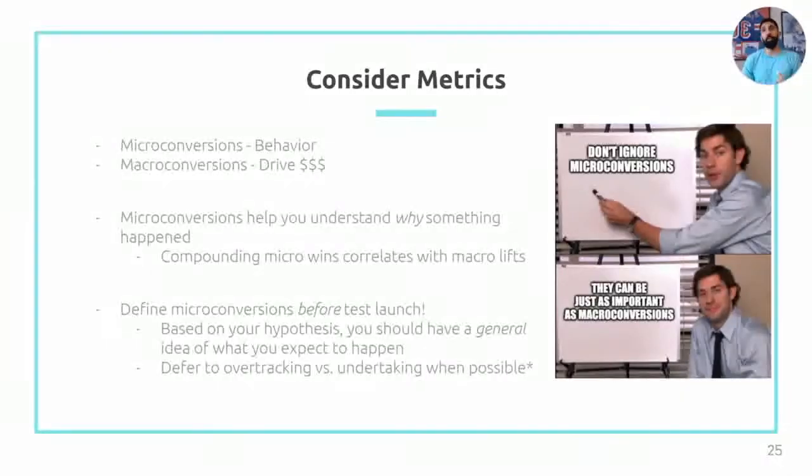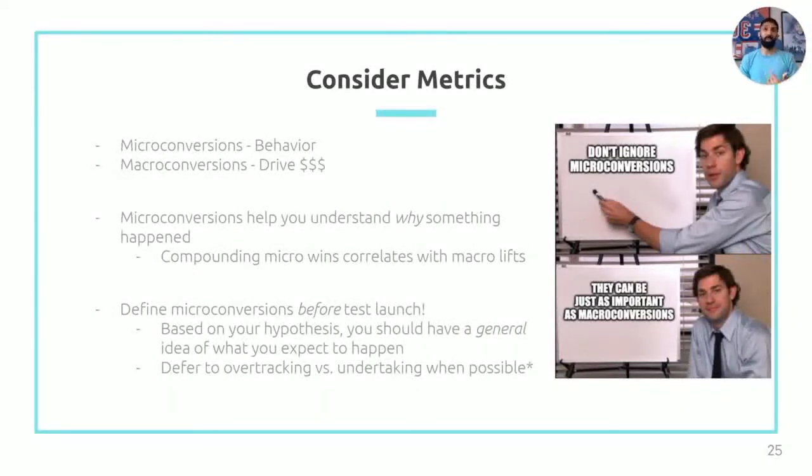So let's quickly talk about metrics. I'll give you a quick overview of micro versus macro, if you don't already know. Micro conversions are things like, if you're on an e-commerce site, add to cart, product page visits, click checkout button, versus macro level, which is physically converting. So did you purchase something? Yes or no? How much did you purchase? AOV, etc. Micro conversions are there to help you understand why something happened.